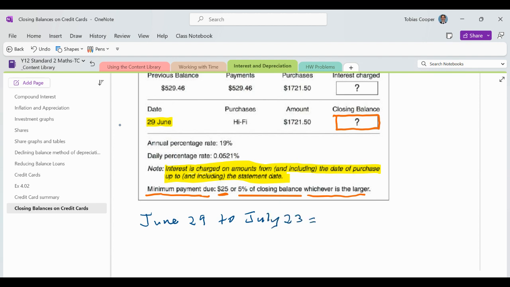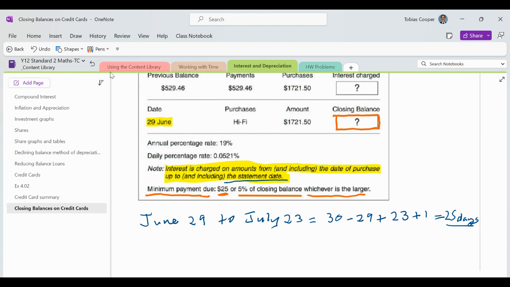Okay, now there's 30 days in June, so I'm going to go 30 minus 29, right? Then we got the 23 days for July 23, but then because it says including the statement date, that means you're going to put a little +1 on the end there. Okay, so that is going to give you a total of 25 days. Good. So that's how many days are involved in the interest calculation.